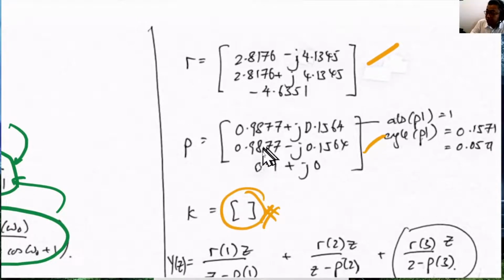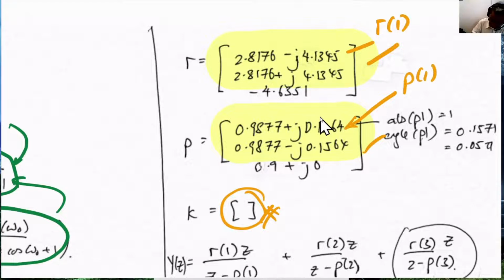Now, you have 6 values here. You'll notice that these values are complex conjugates of each other. They come in pairs. The first one along with the first one here. So let's call this R1. Let's call the second one, sorry, this first one P1. And let's call the second one R2, and the second along here P2.